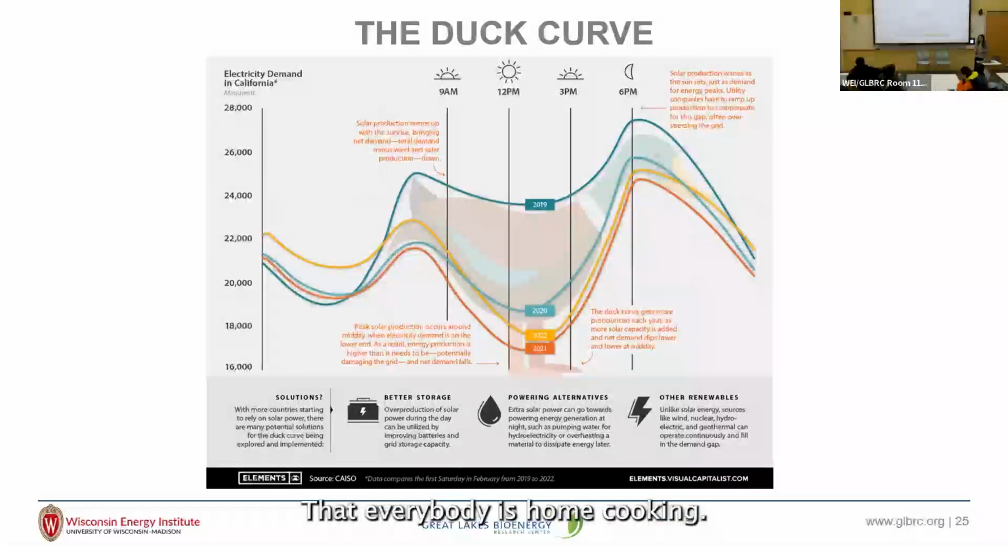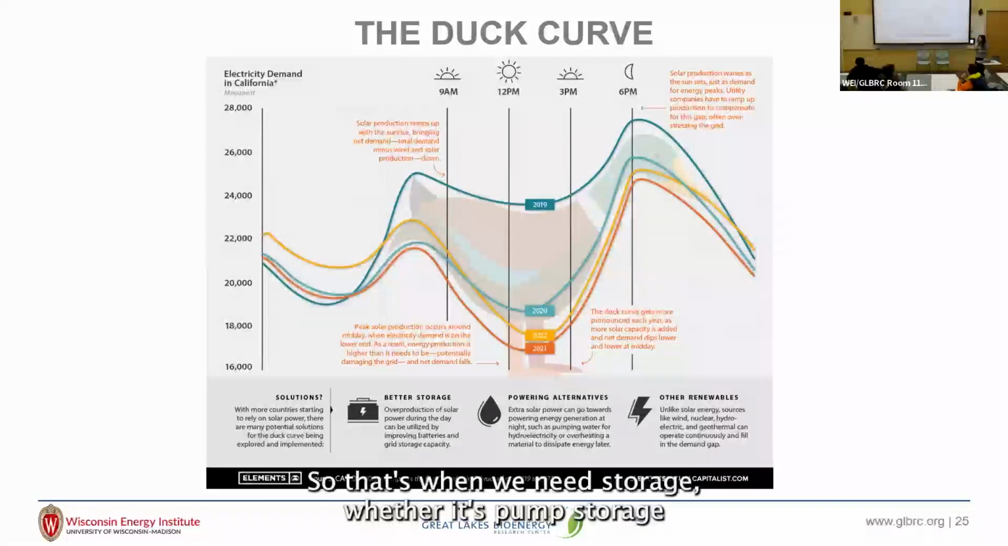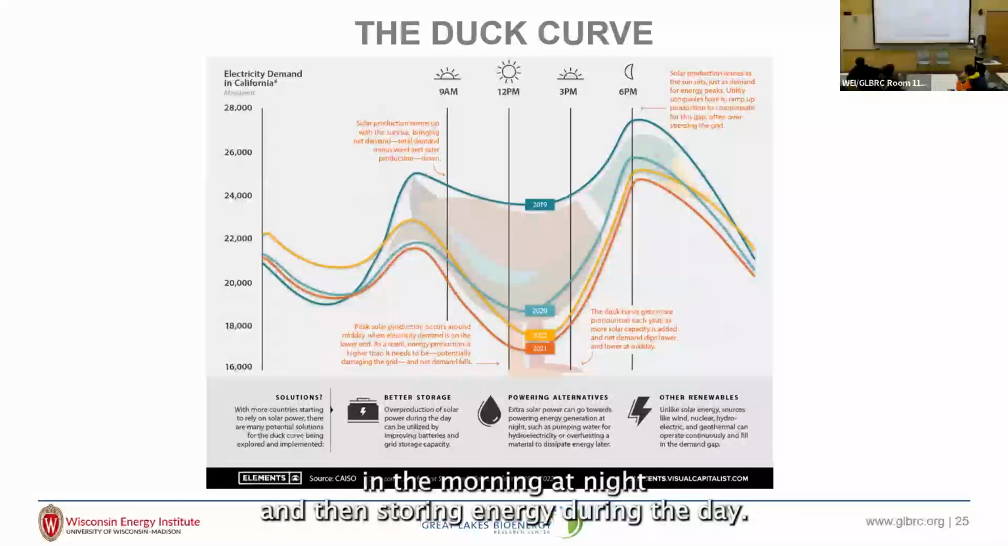But everybody's home, they start cooking, they start using the lights and start doing laundry. Then your demand skyrockets, but your supply is not keeping up. So that's when we need storage, whether it's pump storage or battery storage in some shape or form, right? Then we can start producing energy in the morning, at night, and then storing energy during the day.